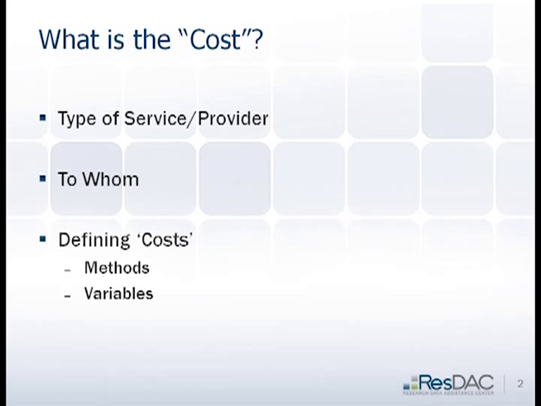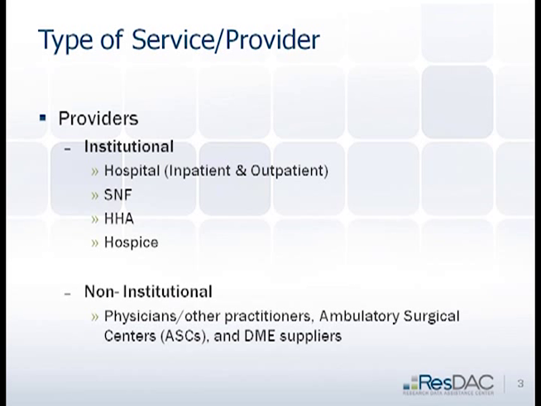So again, I'm going to define from the claims information and from the Medpar file the methods that you can use and which specific variables are needed for calculating costs. Looking at the type of service or the provider, for the institution, you've got hospital, both inpatient and outpatient, which are separate types of files. You've got skilled nursing facility, home health, hospice providers, and then for non-institutional, you have physicians, nurse practitioners, and other types of practitioners.